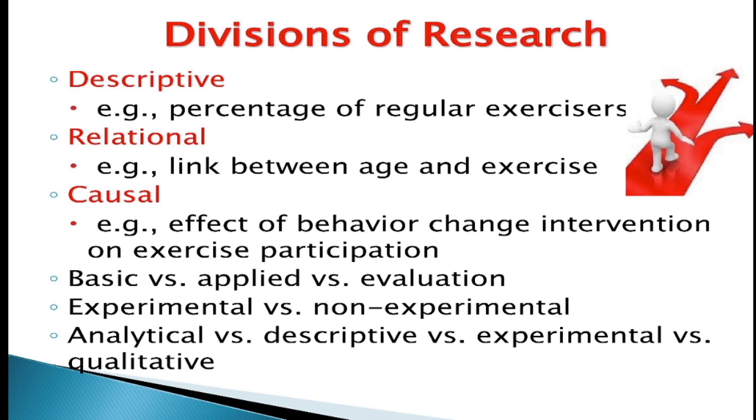Next one is relational. Here we are going to create a link between age and exercise. Comparison is possible under a relational form of research. Another one is causal, for example the effect of a behavior change intervention on exercise participation. Here we are going to study the impact of one particular phenomenon on the other. Apart from that, we have basic research, applied research versus evaluation research, experimental versus non-experimental, analytical versus descriptive versus experimental versus qualitative. Like that, we have many divisions.